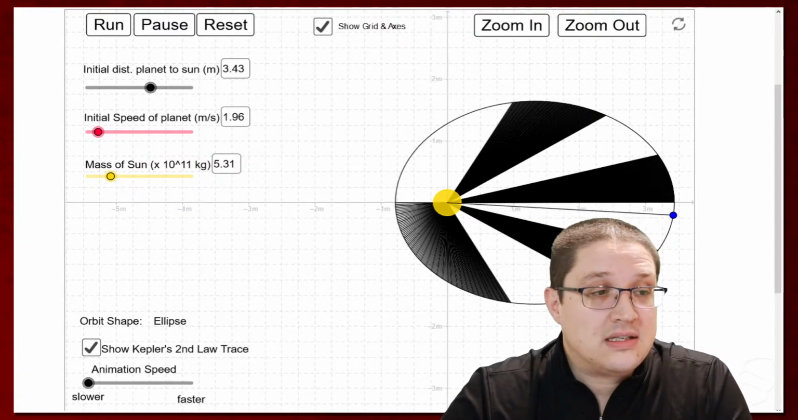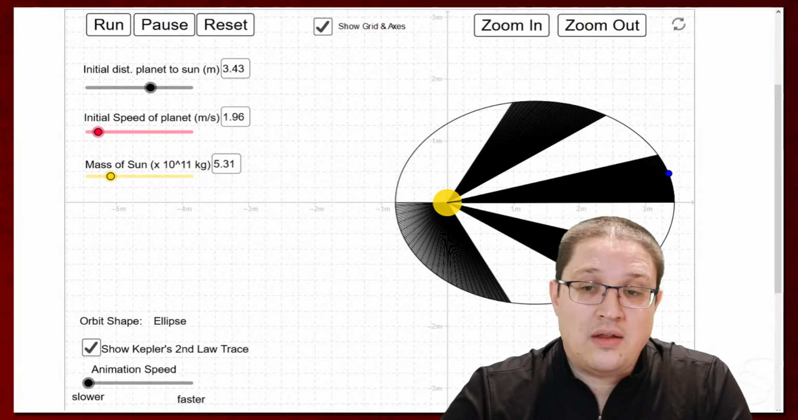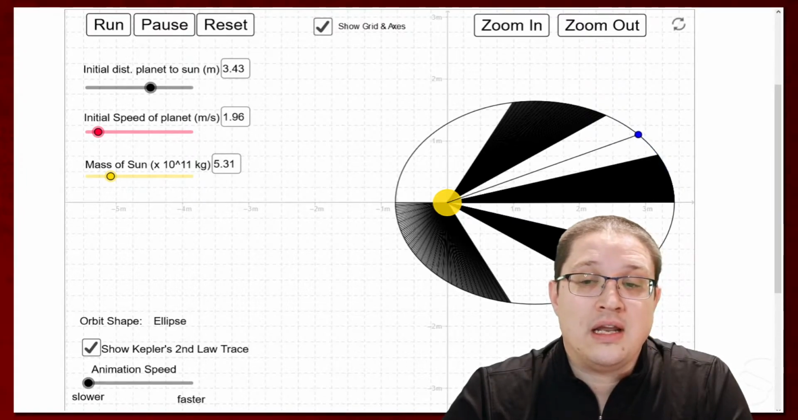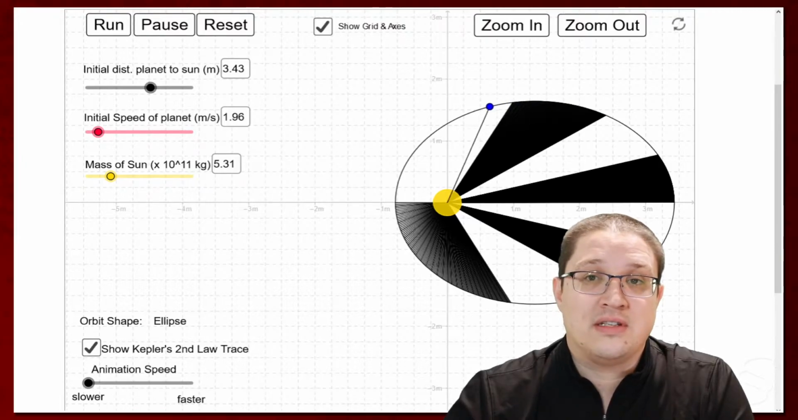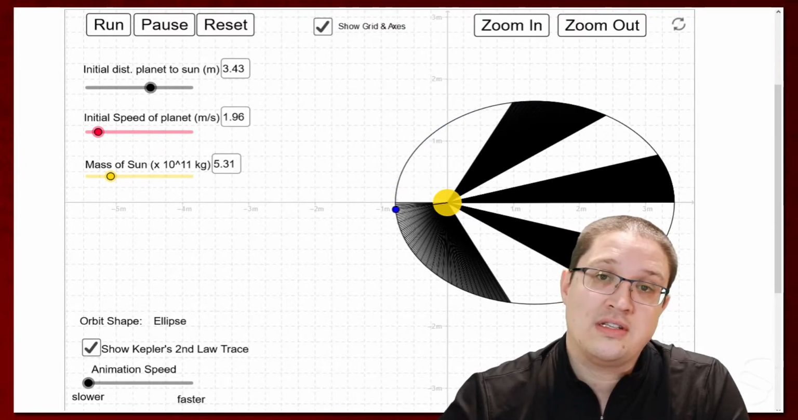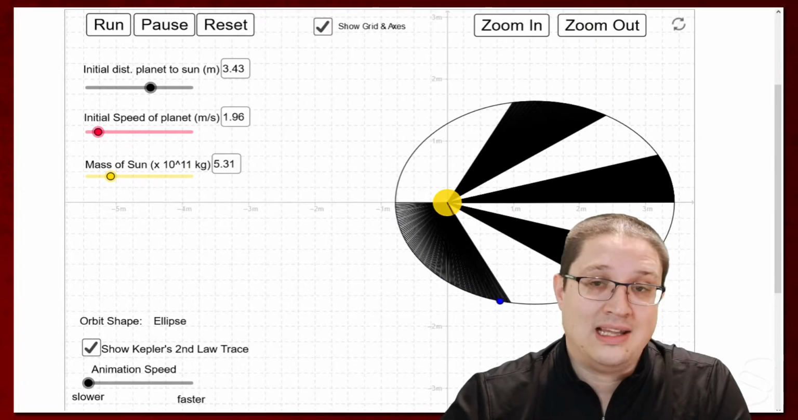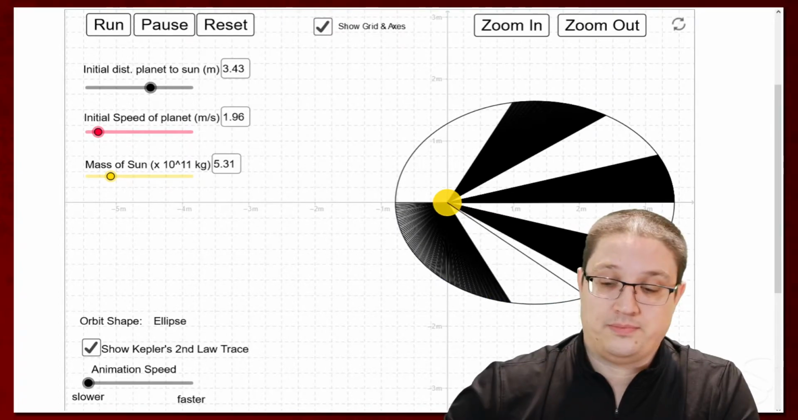So this means that when the planet is closer to the Sun, it needs to move further along its orbit in order to cover the same area. So the closer to the Sun, or the orbited object, a satellite is, the faster it moves.